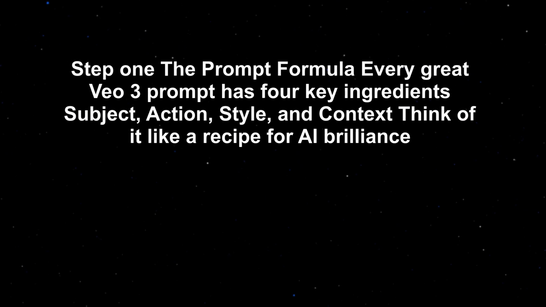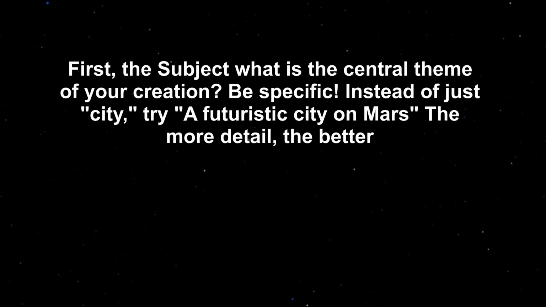you crave. Step 1. The prompt formula. Every great Veo 3 prompt has 4 key ingredients: subject, action, style, and context. Think of it like a recipe for AI brilliance. First, the subject. What is the central theme of your creation? Be specific. Instead of just city, try a futuristic city on Mars. The more detail, the better.